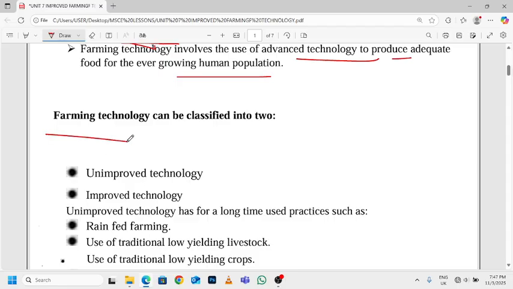Now, these farming technologies, maluso amakono amene kugwiritsa ntchito mu ulimi, they have been classified or categorized into two. So we have an unimproved technology. At the same time, we have an improved technology. So let's start with unimproved technology.